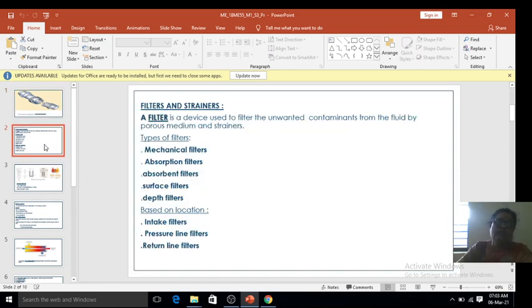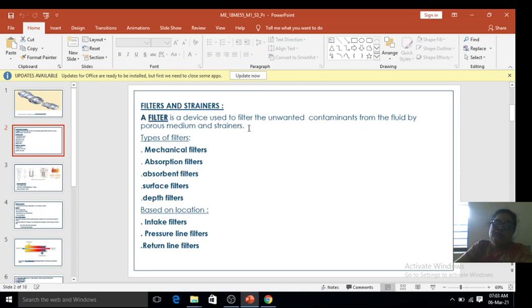Next topic here is filters and strainers. As I told while explaining the structure of a hydraulic system, filters are used. The function of the filter is to remove the unwanted debris present in the fluid. So I would like to define the filter like this: a filter is a device used to remove unwanted contaminants from fluids by a porous medium and strainers.